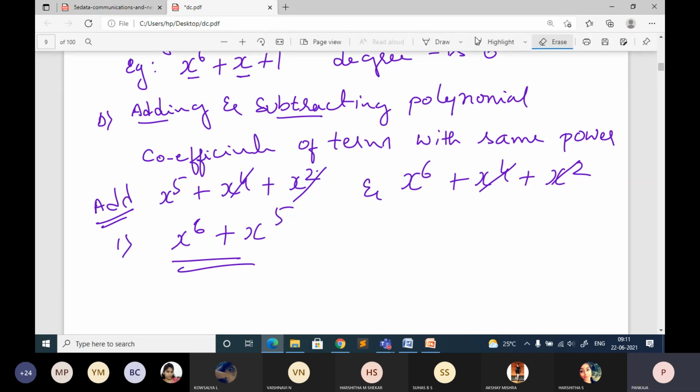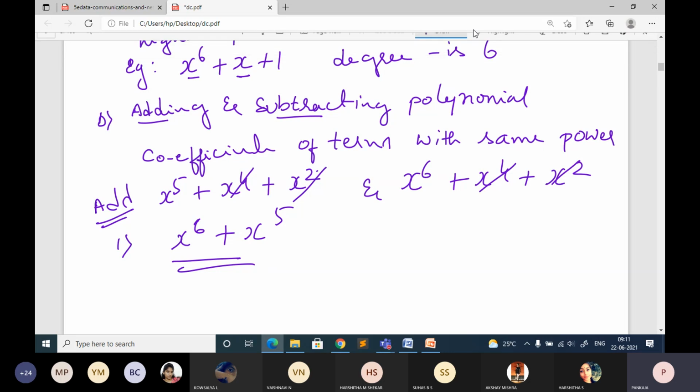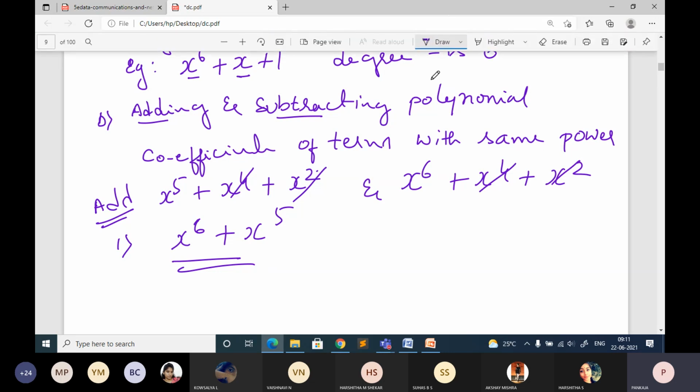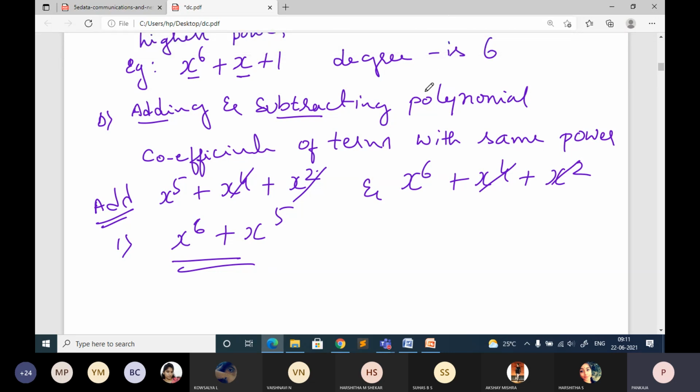Is it clear? Just remember these simple rules. When you want to add or subtract, the identical terms should be cancelled and the remaining terms you write as they are as the result. If there is one more term with the same power, you should not do anything with respect to that. You have to keep it as it is.